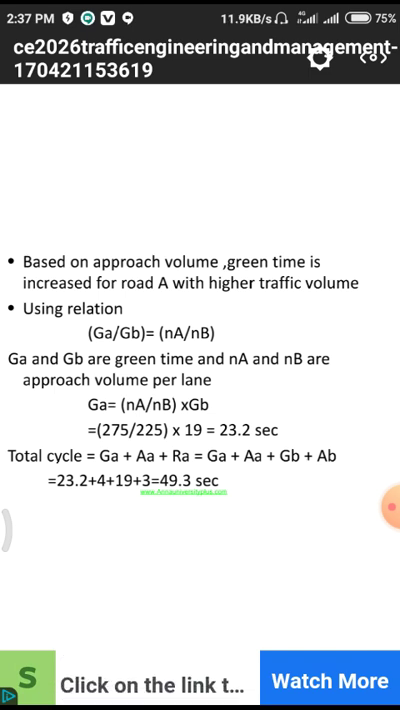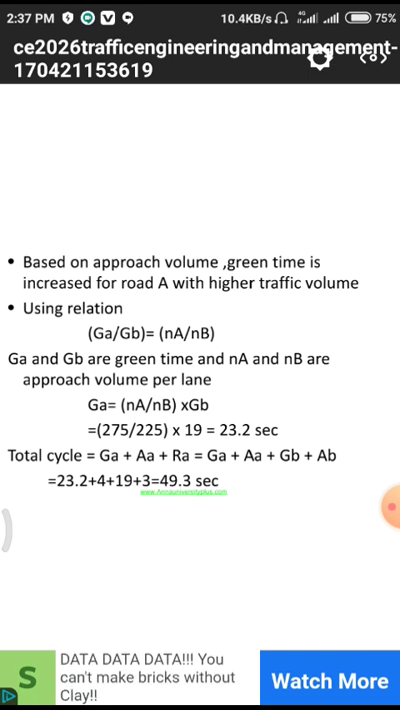Green time equals number of vehicles, 275 by 270, 225 into 19. We will get green time equal to 22.3 seconds. Likewise we calculate GA and AA equal to normally 4 seconds, GB equal to 19 seconds and AB equal to 3 seconds. 4 and 3 we used previously, so the total cycle period equals 49.3 seconds.